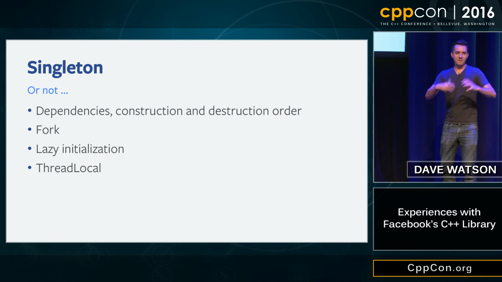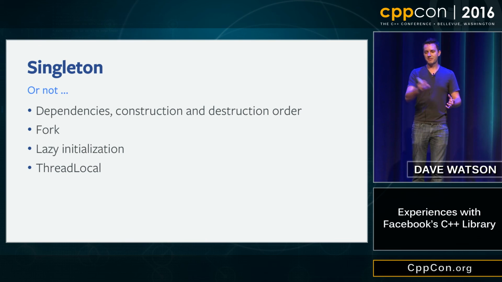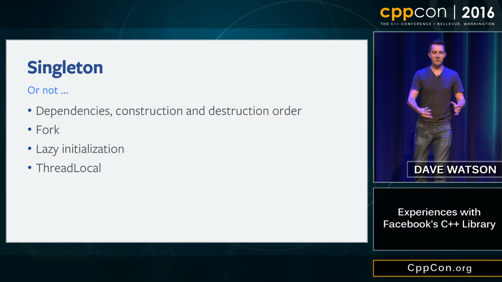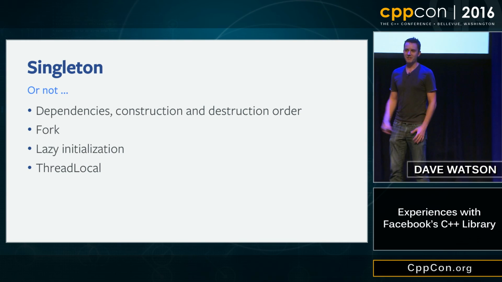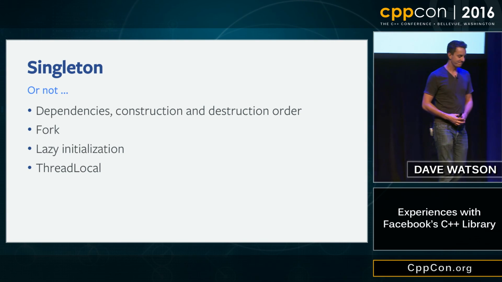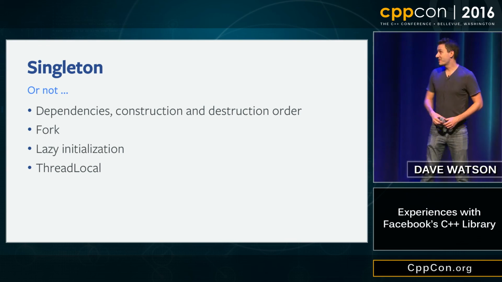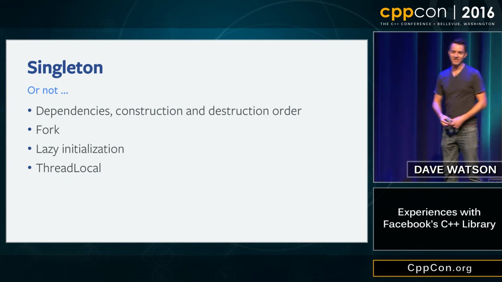Let's say now that we want to import our library that happens to use a singleton that is a logger, and use it from, say, a different context, like Python. We want to make this a Python extension. The problem with that is Python calls fork all the time.